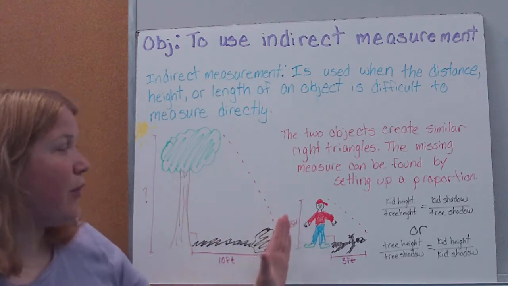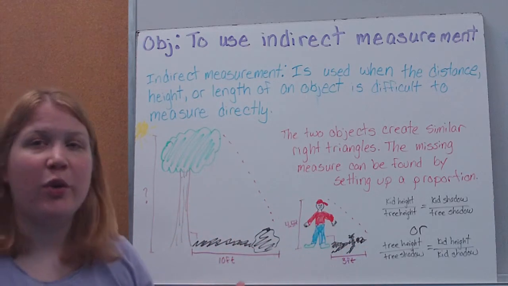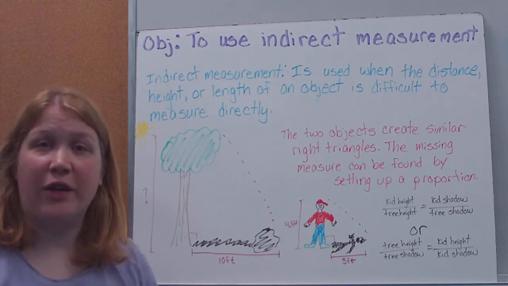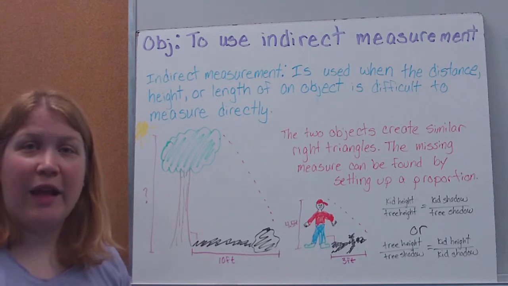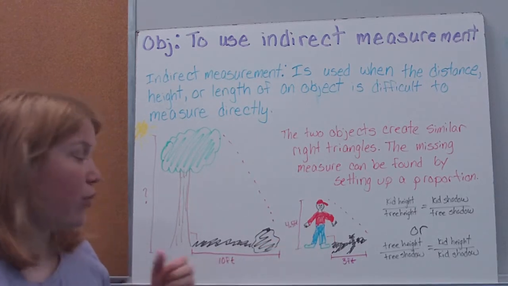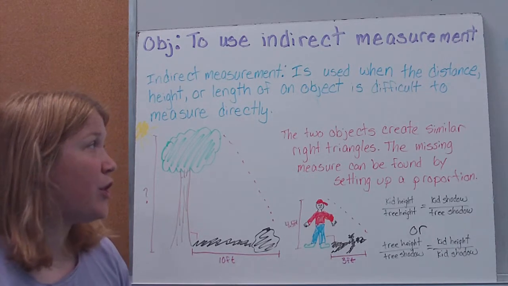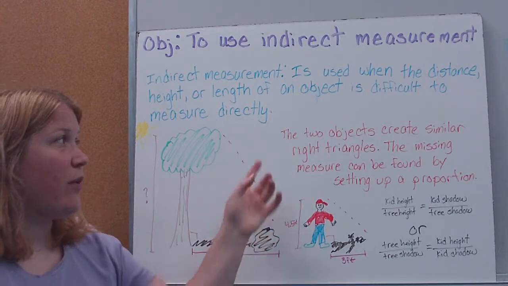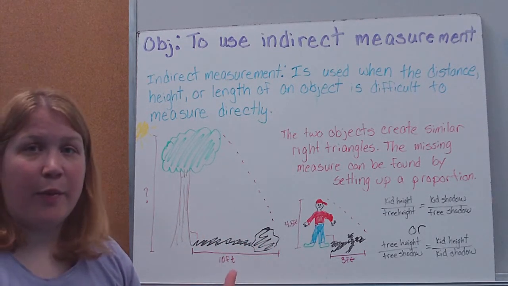What we'll notice is they're both at right angles to the ground. I've drawn this little dotted line showing that what I have is similar figures. I have two similar right triangles, which means their angles are the same and their sides are in proportion to one another. Since I know 3 of my 4 measurements, I can calculate my missing one using a proportion. The objects are creating similar triangles, so we can find it by setting up a proportion.